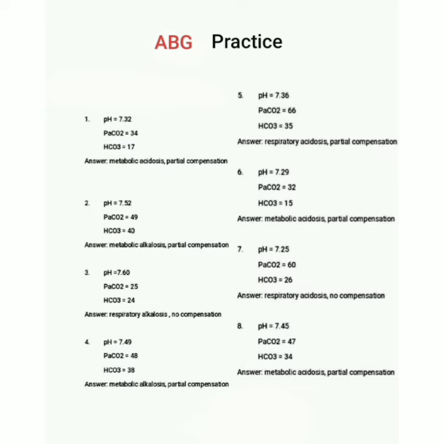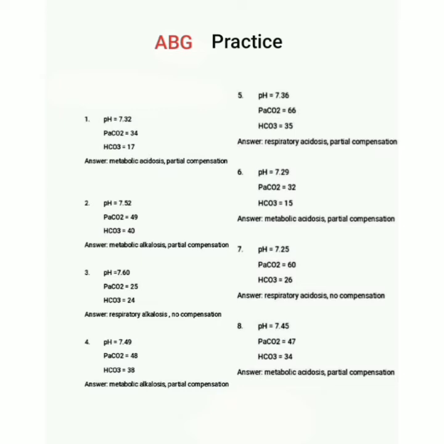We know that if the same directions occur, that is a metabolic case (ME method). Here pH is decreased and partial pressure of carbon dioxide is decreased. Both are decreased, so that is a metabolic acidosis condition. The pH level is 7.32. We know the lowest normal level is 7.35, so it is nearly normal. So partial compensation occurs. So the answer is metabolic acidosis, partial compensation.